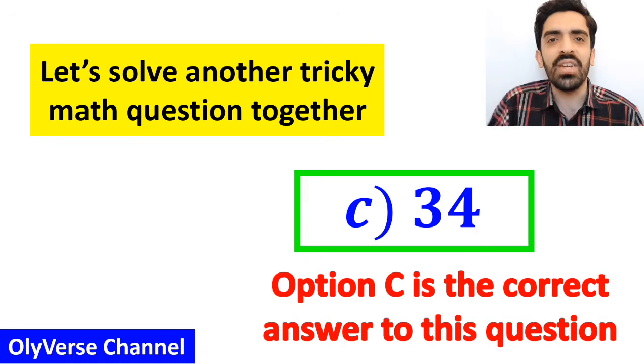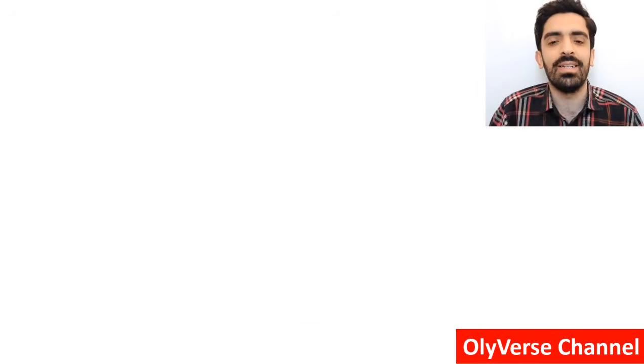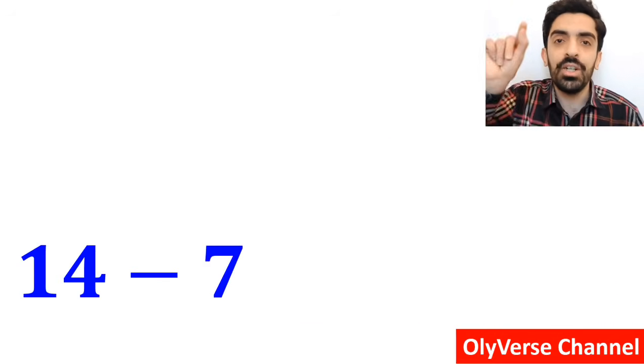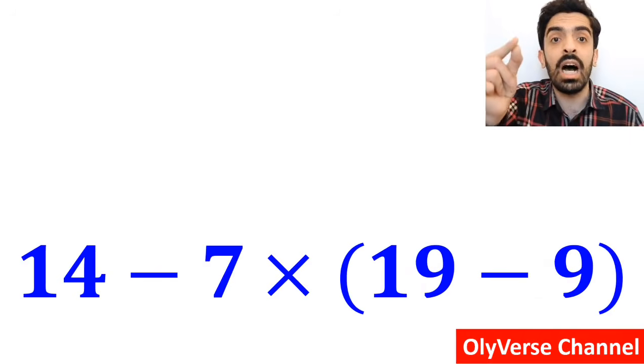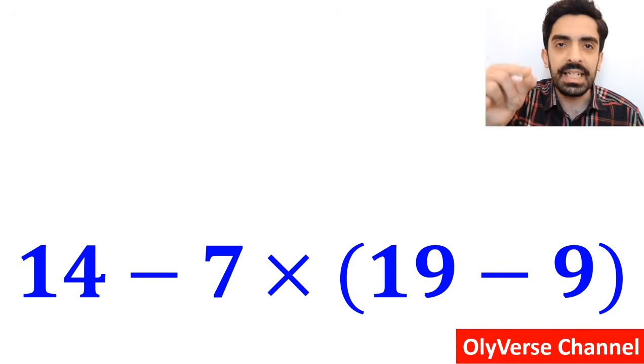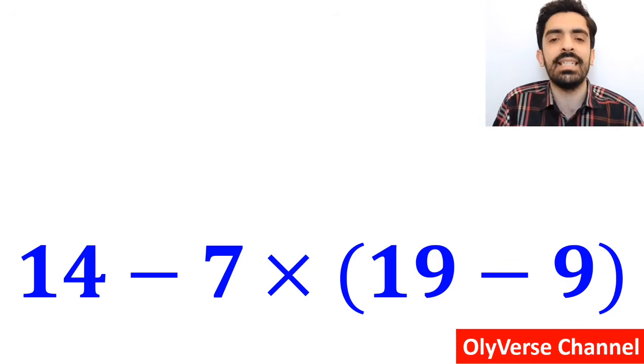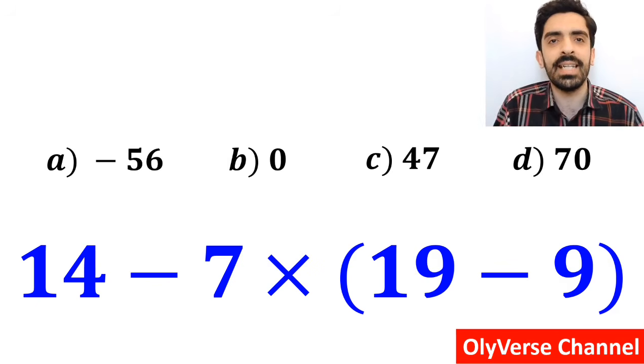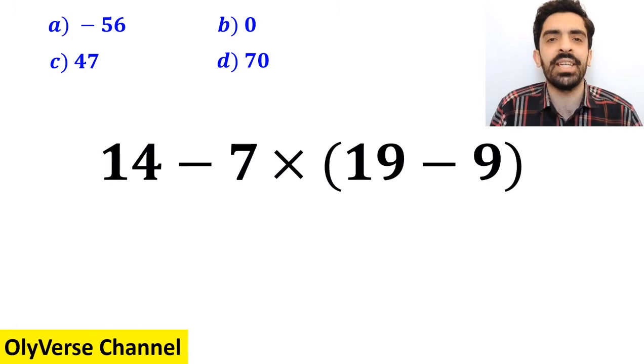Alright, now let's solve another tricky math question together. What is the value of the expression 14 minus 7 times open parenthesis 19 minus 9 close parenthesis? Which option do you think is the correct answer to this question? Let's go step by step and solve it together.